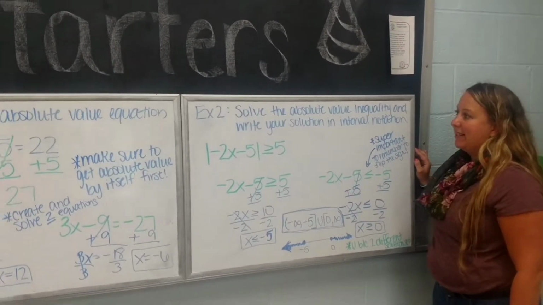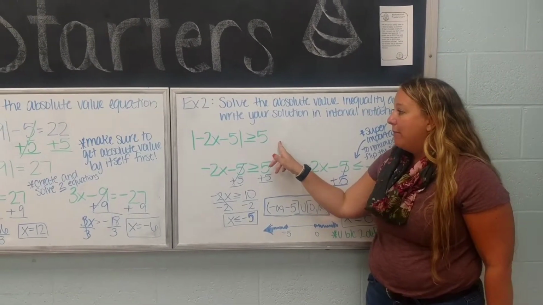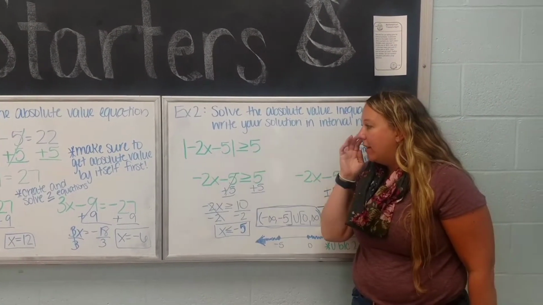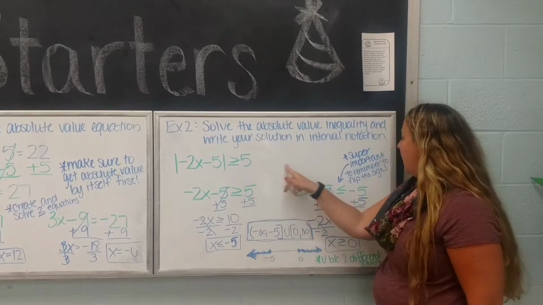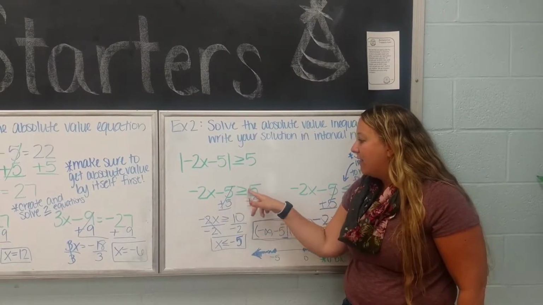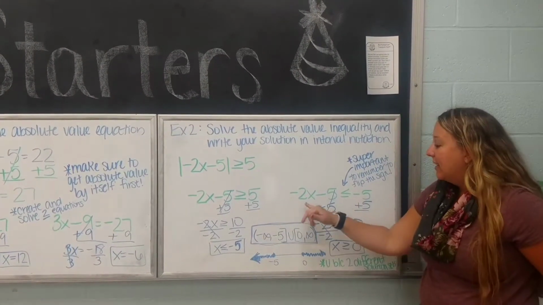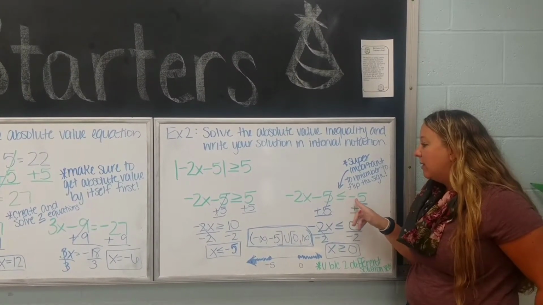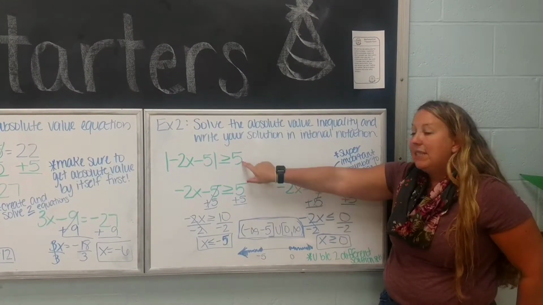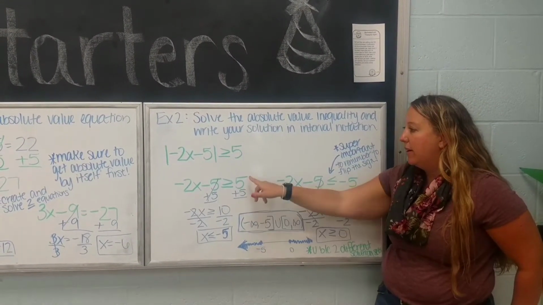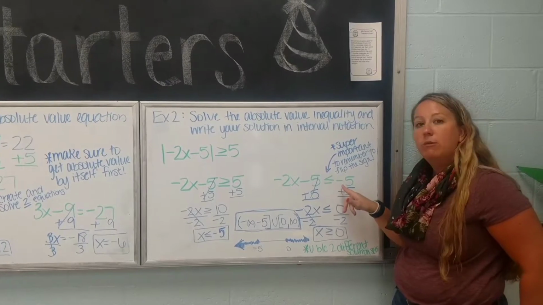Our second example says solve the absolute value inequality and write your solution in interval notation. My absolute value inequality says the absolute value of negative 2x minus 5 is greater than or equal to 5. So I'm setting up my two inequalities. I have negative 2x minus 5 is greater than or equal to 5, rewriting exactly what this says. Then my second inequality says negative 2x minus 5 is less than or equal to negative 5. It's super important to remember to flip the sign for your second inequality and take the opposite of the number given.